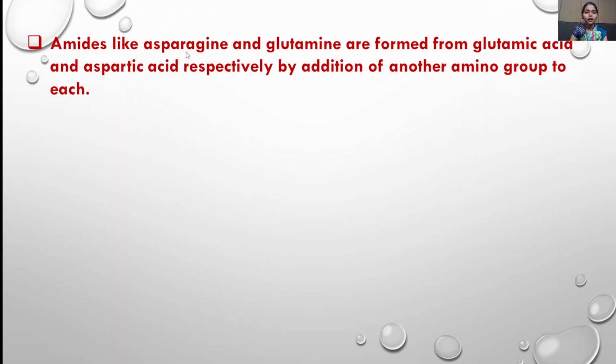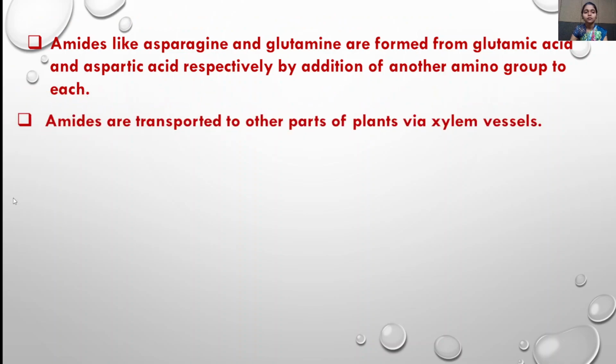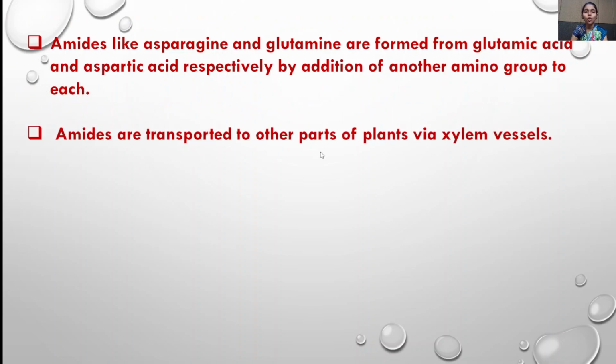Amides like asparagine and glutamine are formed from aspartic acid and glutamic acid respectively by the addition of another amino group to each. Amides are transported to other parts of plants through xylem vessels.